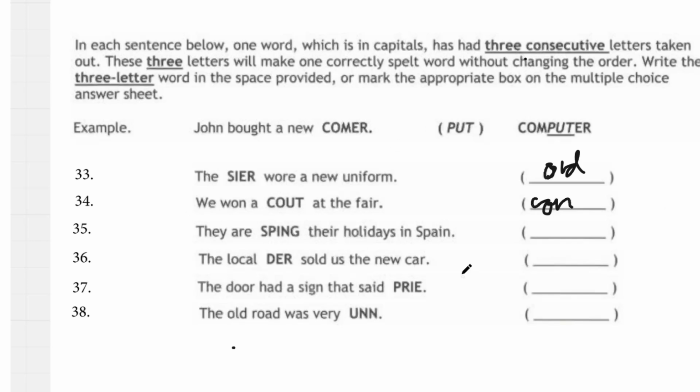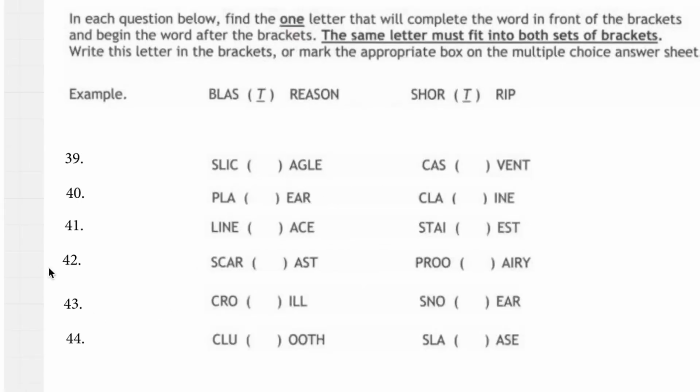35, they were spending their holidays in Spain. 36, the local dealer, that would be ale, sold us a new car. 37, the doctor had a sign that said private. If you go to a private medical agency, a vat is sort of like a vessel for something, like a sort of bucket, or rather it's larger than a bucket, but can hold liquid. And then 38, the road was very uneven. We have Eve. 39, we have to add some words.